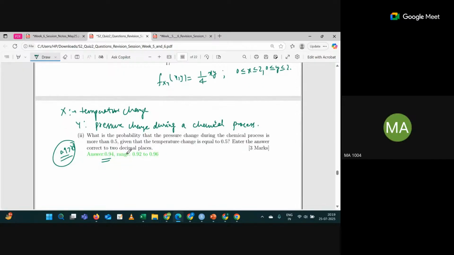Correct. So basically, it is asking what is the probability that the pressure change during the chemical process is more than 0.5. So first of all, given that temperature change is equal to 0.5. Because sometimes people simply say this is probability x equal to 0.5. This is continuous, so this will be 0. No, this is not probability. It is not asking probability.